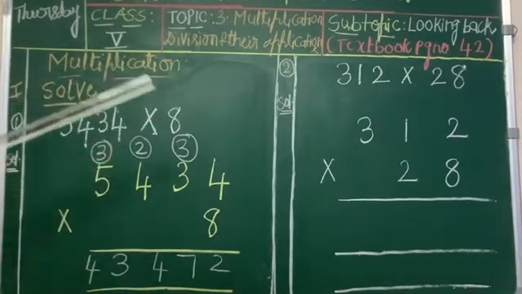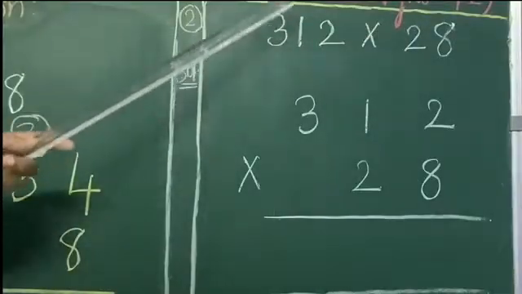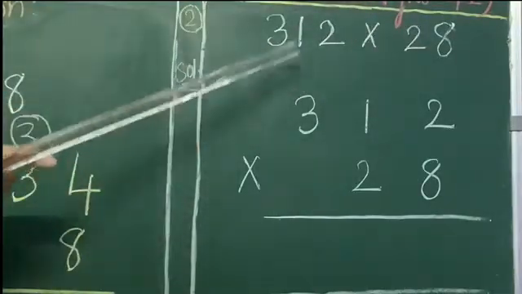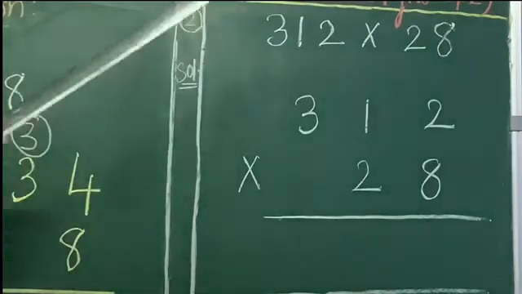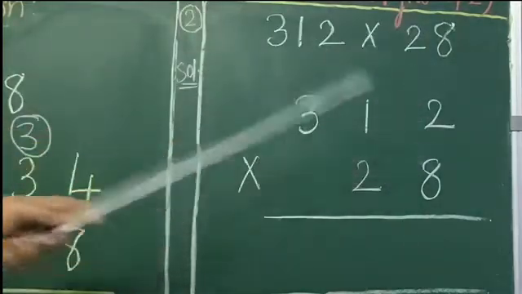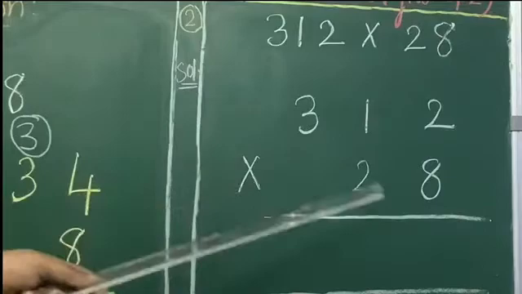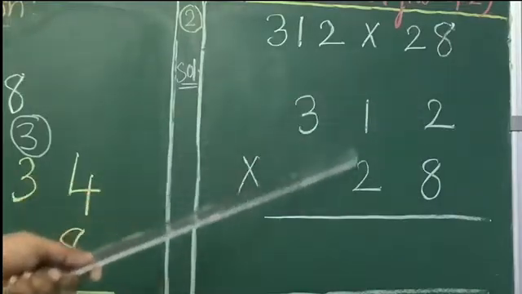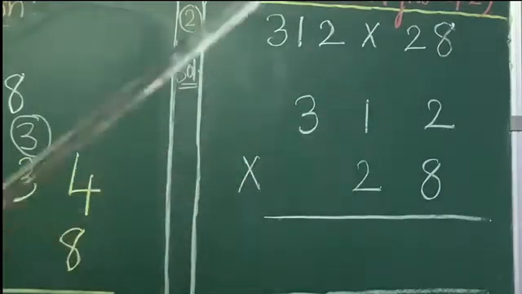Now let us see the next problem. What is the question? 312 into 28. That is 3 digit by 2 digit multiplication. Now what is the first step? You have to write it vertically. 312, 8 is in ones place, 2 is in tens place. Now we have to start multiplying.